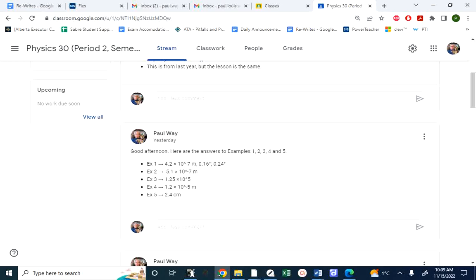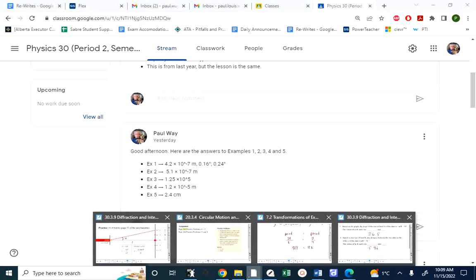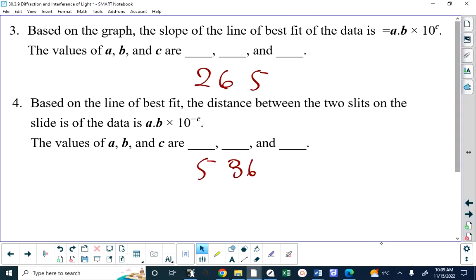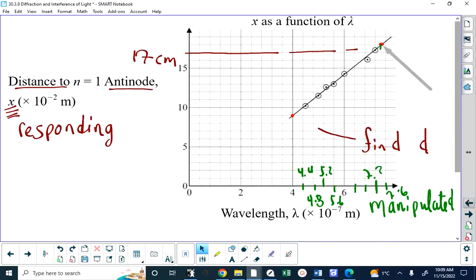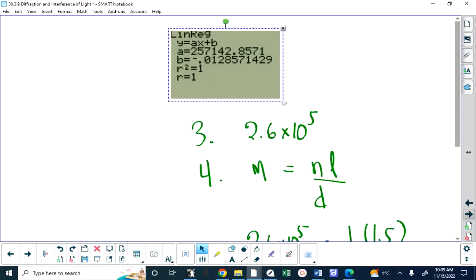Interesting. I guess the answers that I posted in Google Classroom were wrong. I think I know why that is. Let me just check something. I think they're wrong because I didn't actually do the work yesterday. I went to a recording of a previous year with this lesson, and the graph might have been different. And I just looked at the answers.